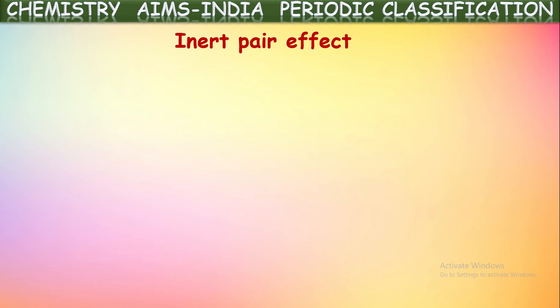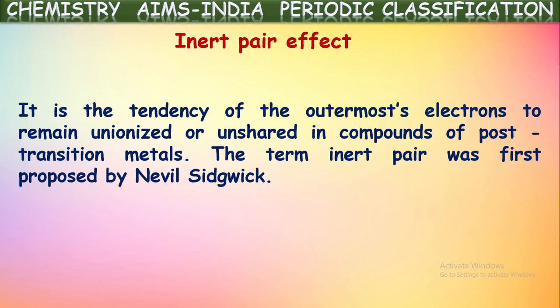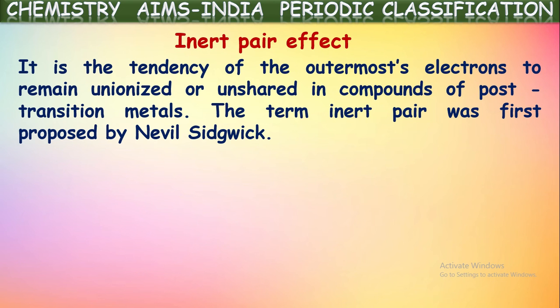Next, the inert pair effect. What is this? It is a tendency of the outermost electrons to remain unionized or unshared in compounds of post-transition metals. Post-transition metals means the elements which are positioned after the transition metals in the periodic table. That means in the p block. The term inert pair was first proposed by Nevil Sidgwick.